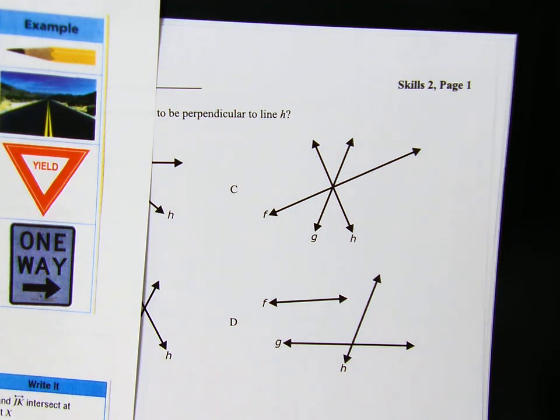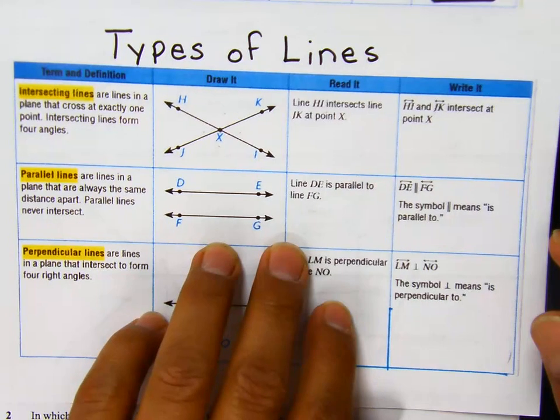Today we will be working on Skills 2, page 1. We'll review the types of lines before we start and the types of angles. All right, types of lines. There are three types of lines that we have covered.